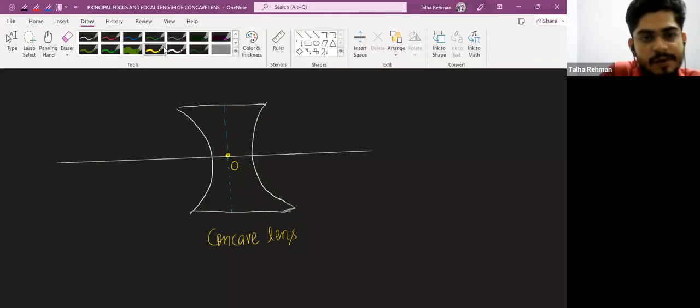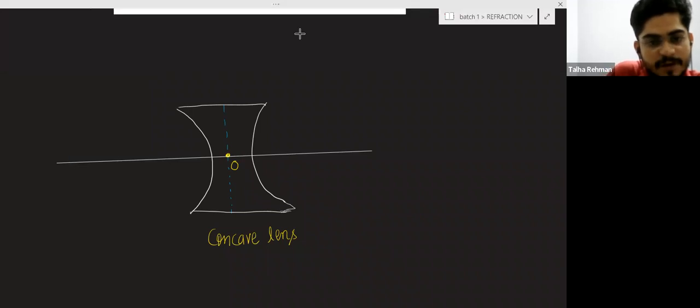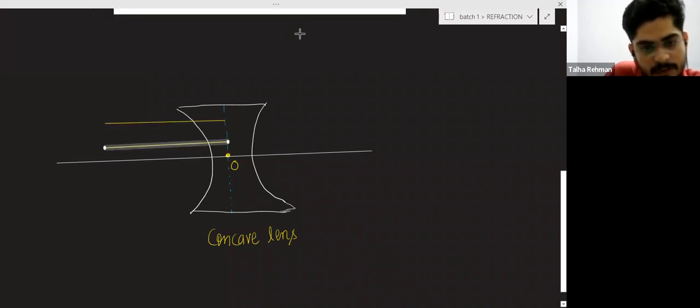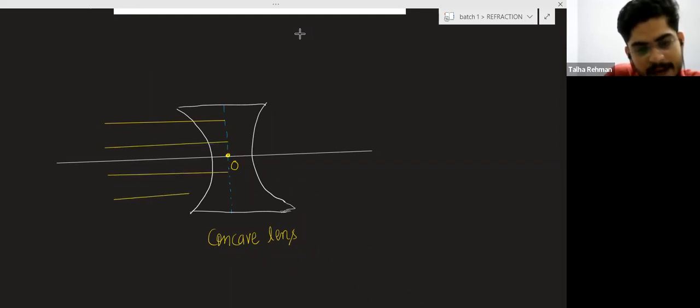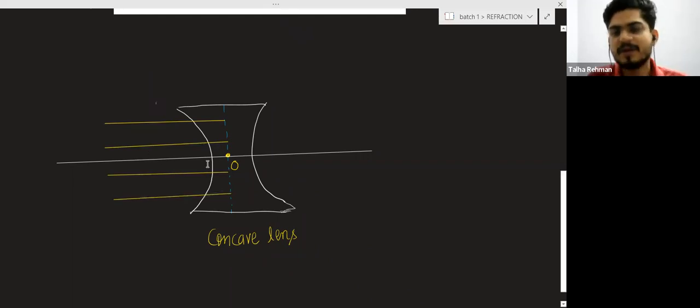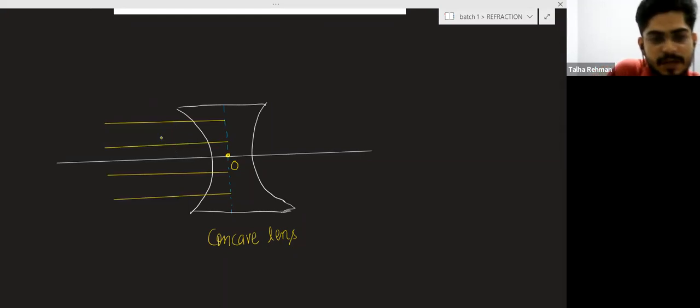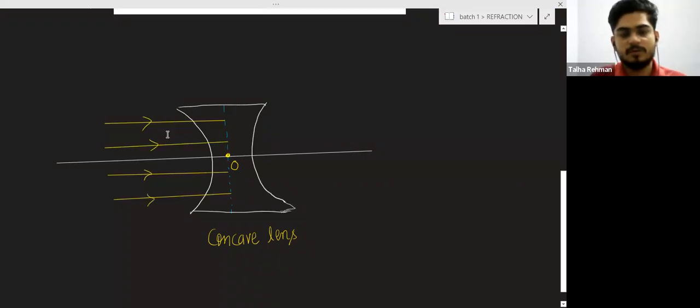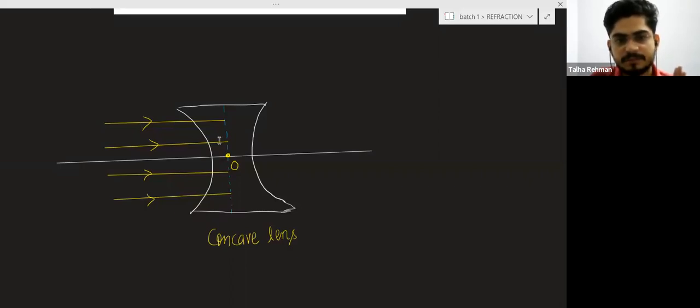You can imagine that suppose the light rays are coming like this. These are the parallel light rays, and these are coming in this direction.